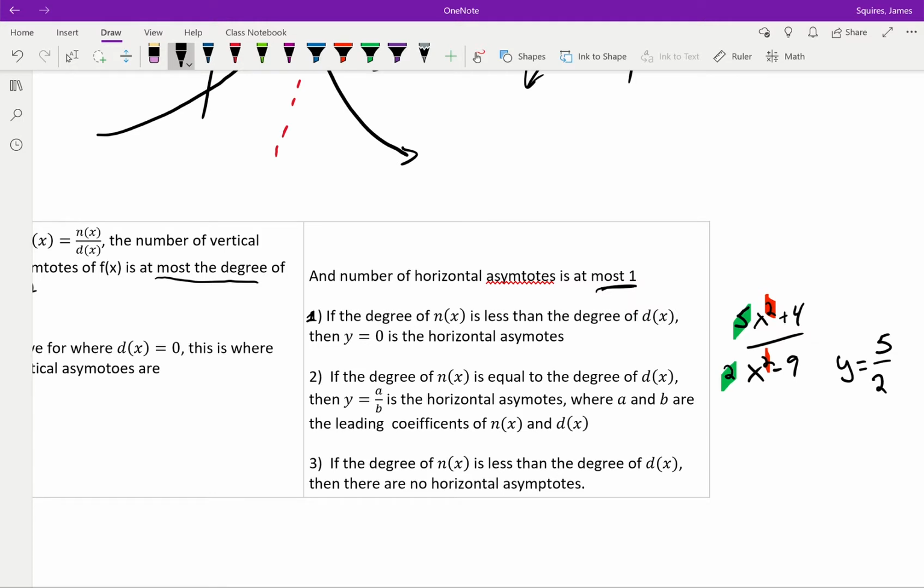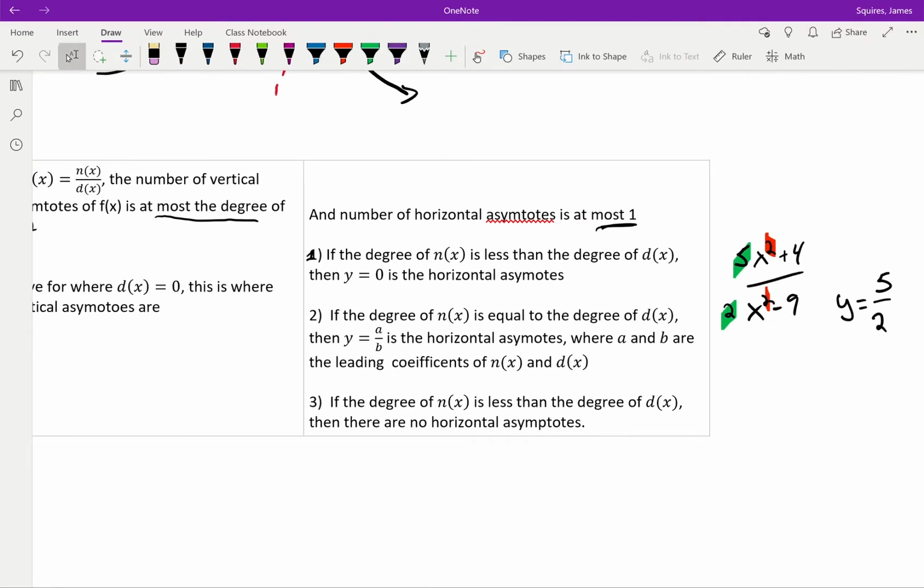And then last but not least, for the third rule, if the degree of n of x is less than the degree of d of x, then there are no horizontal asymptotes. So if we have x plus 5 divided by x squared minus 10, the degree of the numerator, which is just 1, is less than the degree of the denominator, which is 2, so that means there are no horizontal asymptotes.